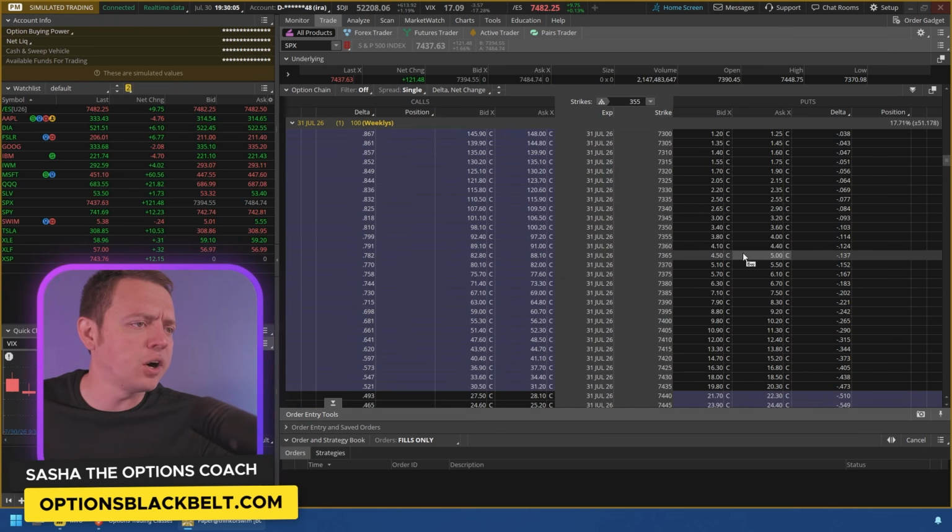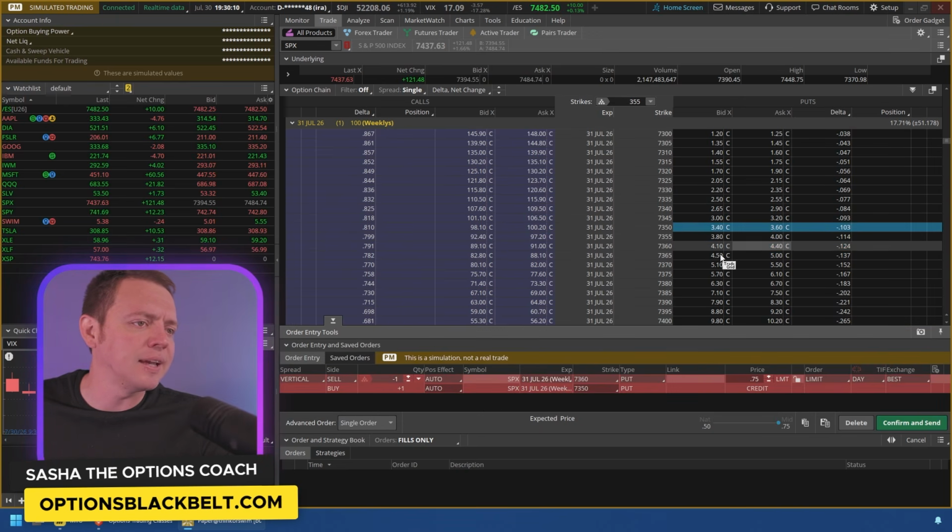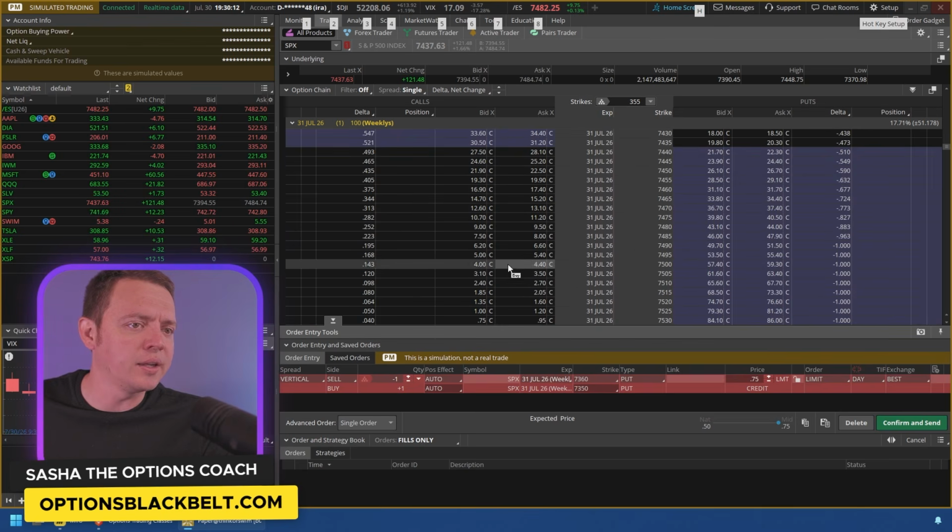So let's say we are starting to build our iron condor, approximately a 10 delta, and we're going to go 10 points wide, a standard kind of iron condor.